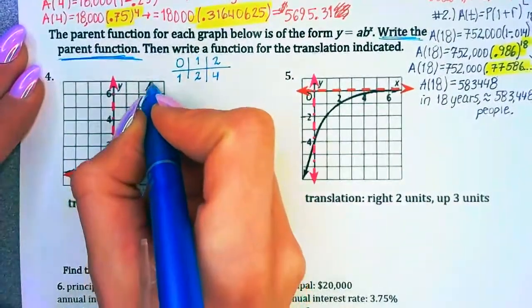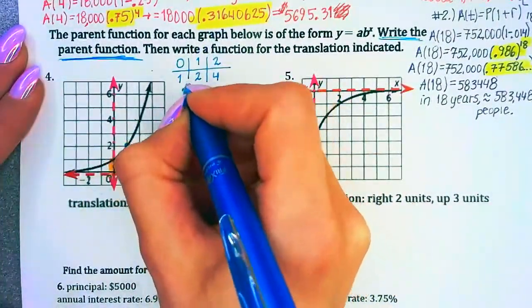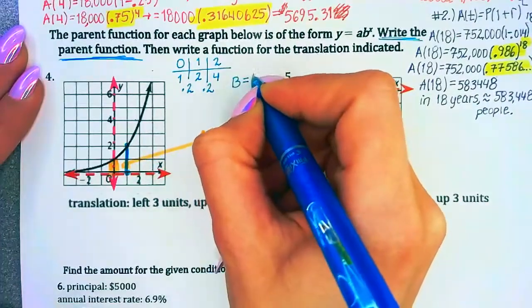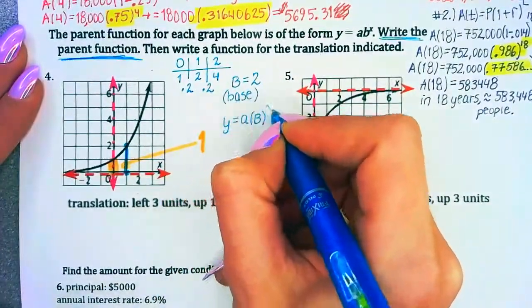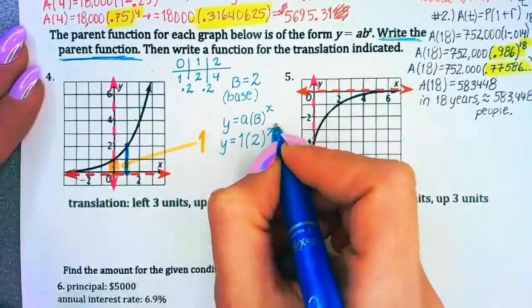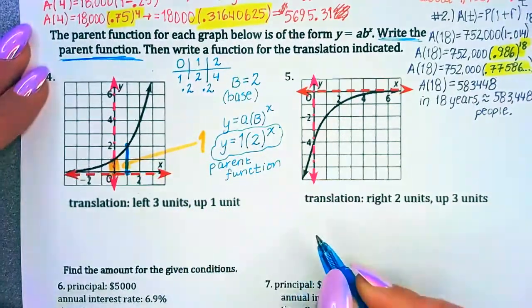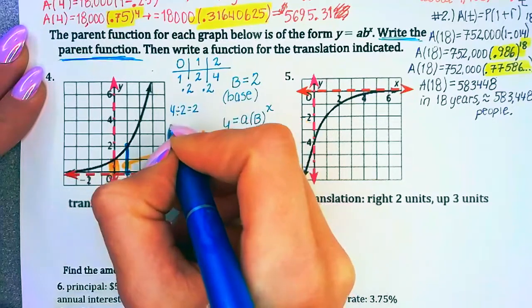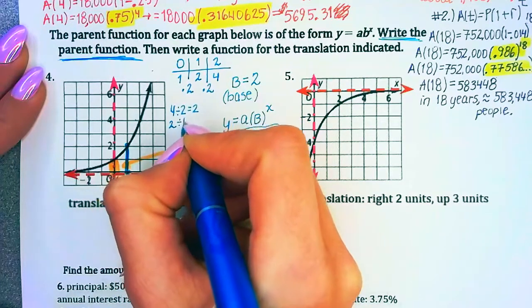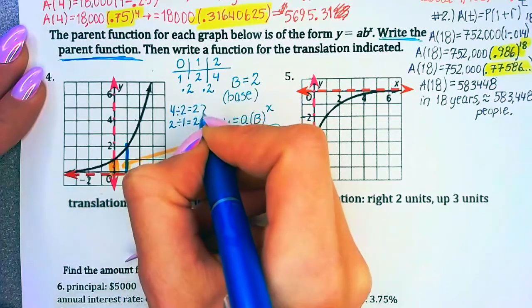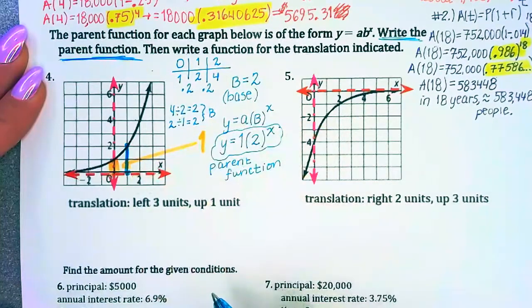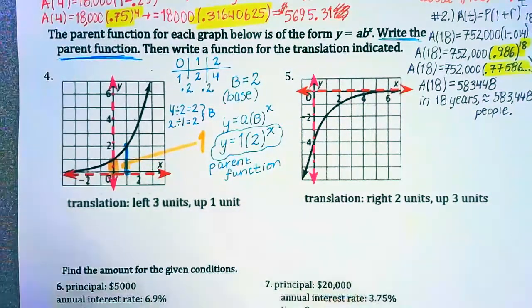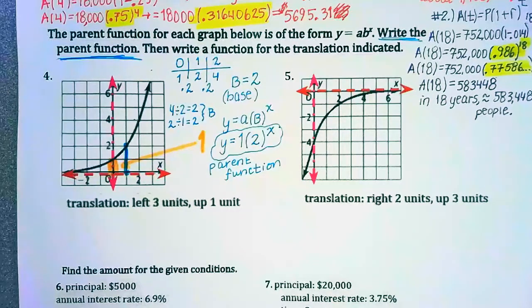If I pay attention, I can see to get from 1 to 2, I needed to multiply by 2, and to get from 2 to 4, I needed to multiply by 2. My parent function will be y equals 1 times the quantity of 2 raised to the x power. Another way to figure this out, when the numbers aren't as easy to work with, is to divide any output value by the output value before it. 4 divided by 2 is 2. 2 divided by 1 is also 2. That right there means my base is 2.